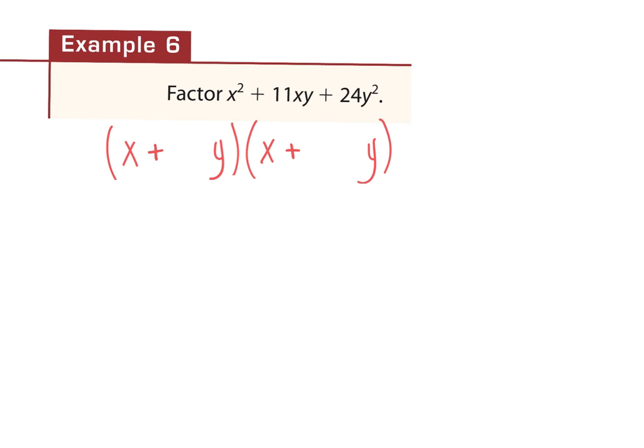So factors of 24, I have 1 and 24, 2 and 12, 3 and 8, 4 and 6. I need 11. Which one of those gives me 11 when I add them up? 3 and 8. So X plus 3Y, X plus 8Y. And I'm done.